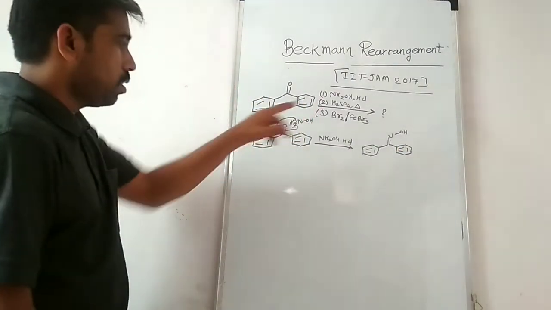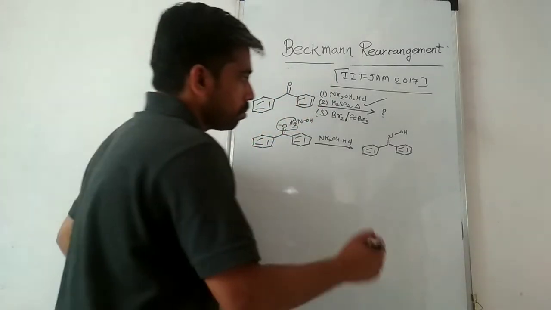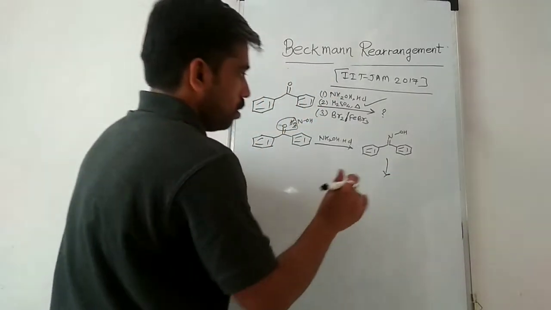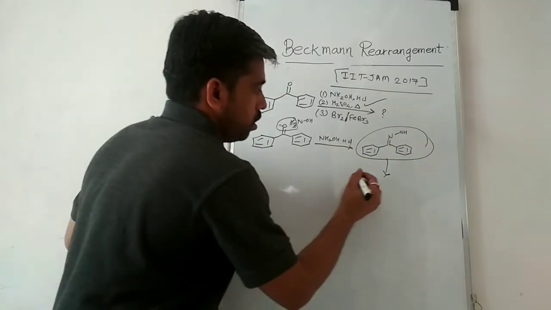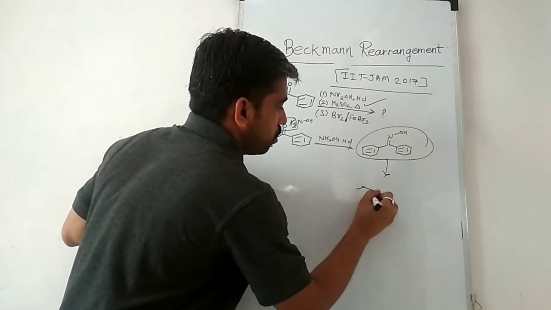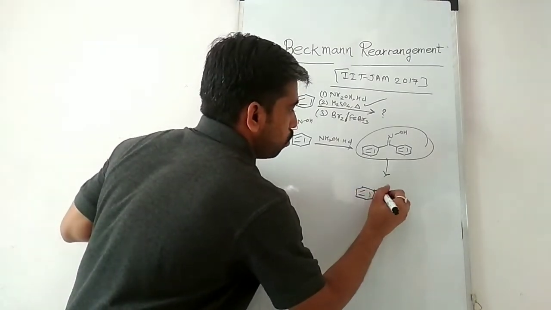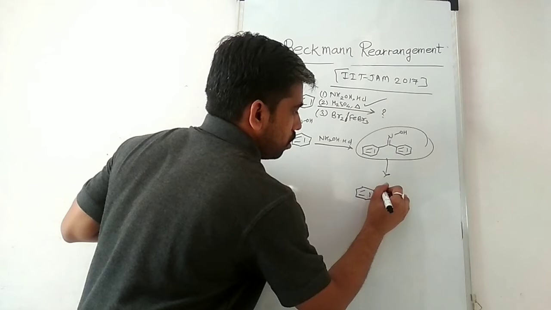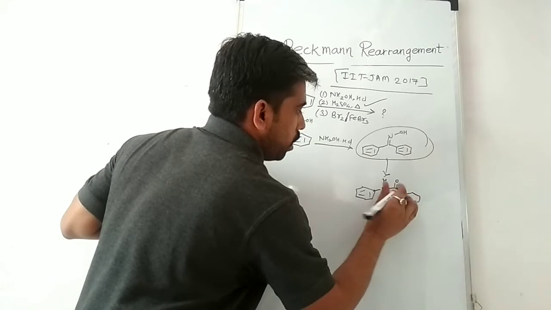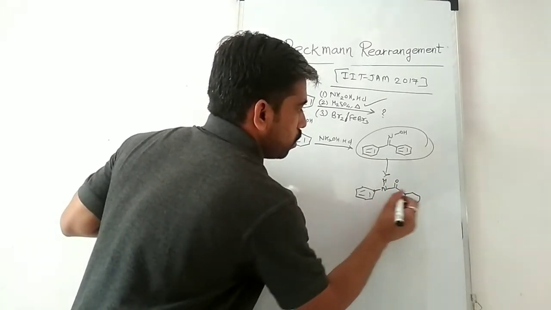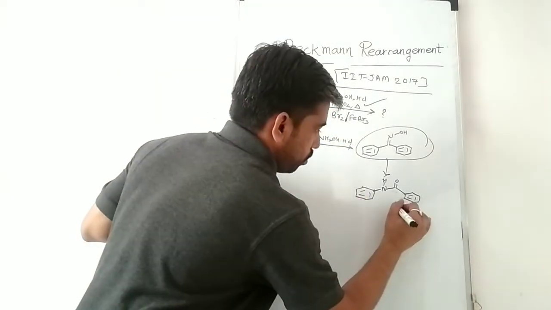Now let's see the second condition. This condition is for the Beckmann rearrangement. Okay, the same mechanism as the last example, and we get the final product. Refer to the mechanism of the first example. I write the final product of the second step. Okay, this is the final product of the second step, that is an amide.